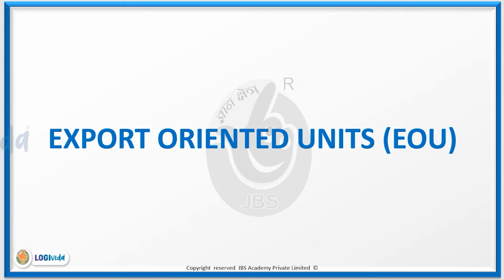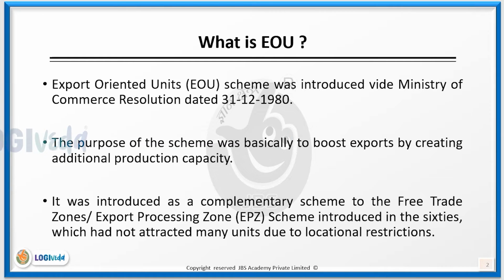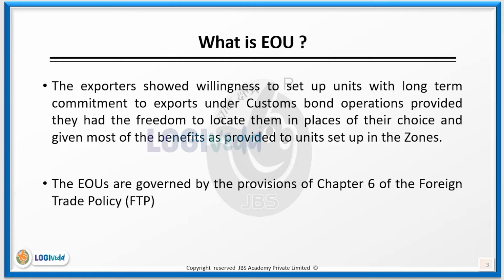Export oriented units are dedicated spaces where production is done to increase export business. The EOU scheme was introduced in India by the Ministry of Commerce on 31st December 1980. The purpose of this scheme was basically to boost exports by creating additional production capacity in the existing factory or existing premises only. The exporters showed willingness to set up a unit with a long-term commitment to export under customs bond operation, provided they had the freedom to locate themselves in the place where they want to establish the EOU.